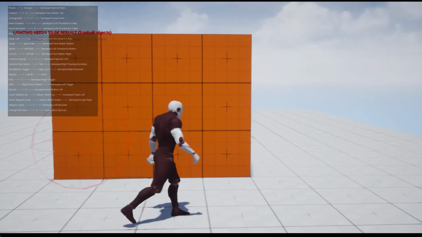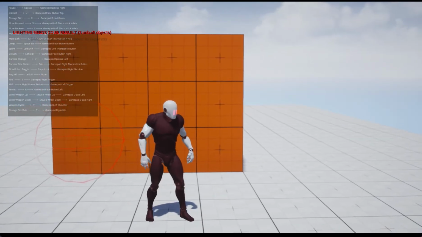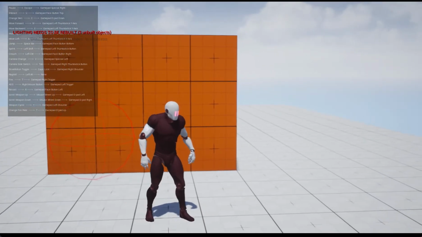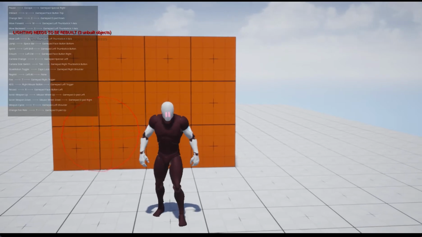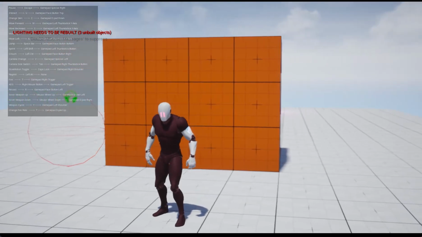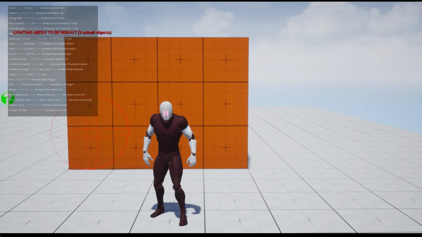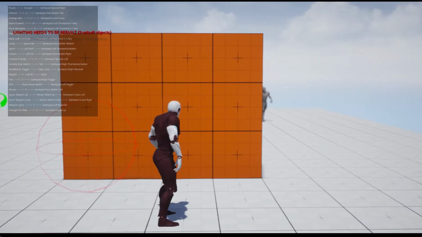The punch is actually a sneak attack. So in order for the punch to be lethal, it needs to be done behind the NPC. So that's the first part that we'd like to share with you, the capabilities of the player controller.